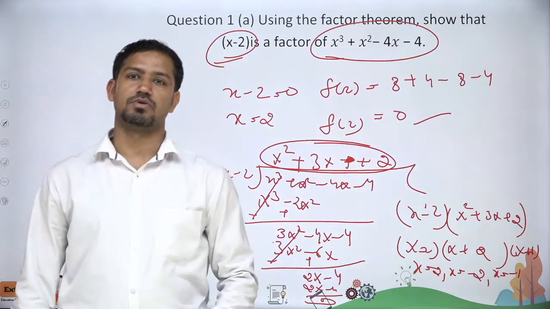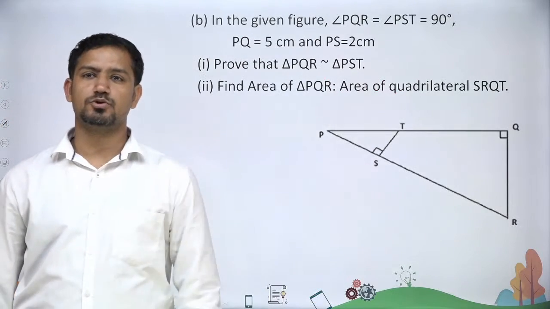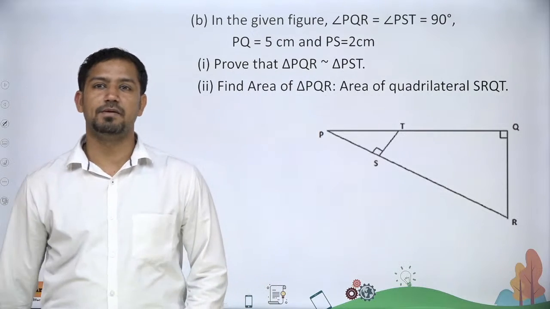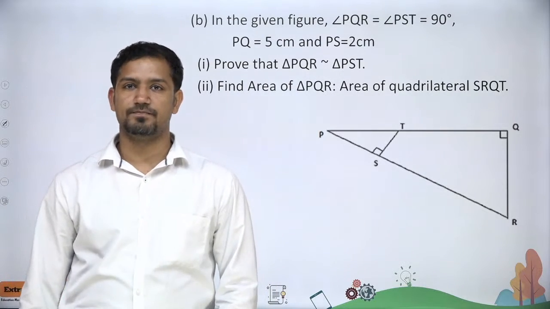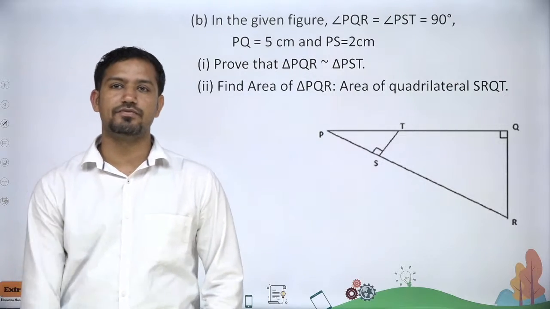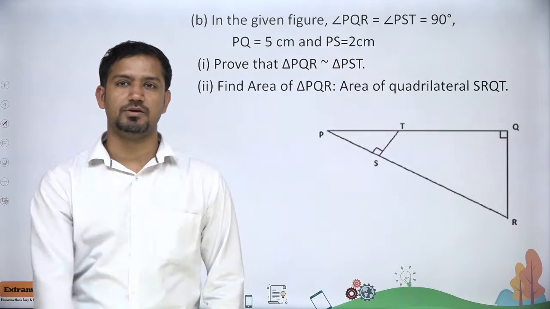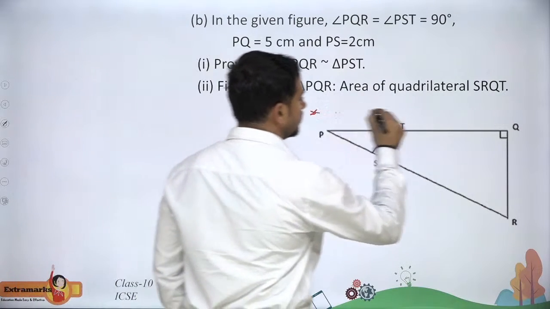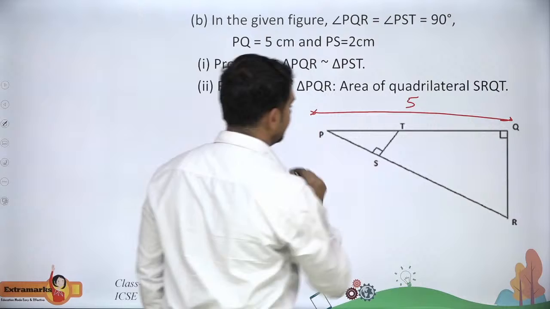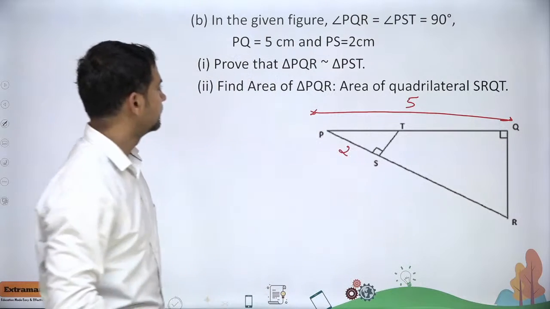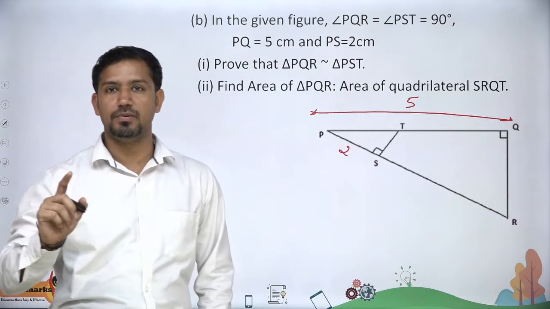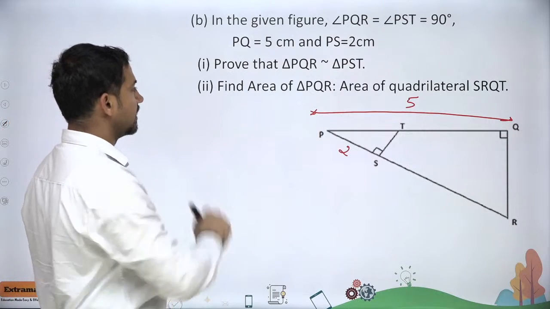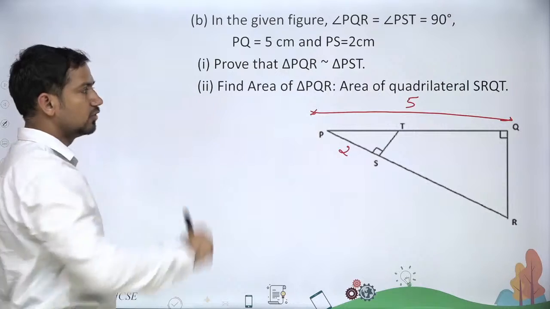Now, come to the next one. The next question is a very interesting question. See, in the given figure, angle PQR and angle PST are 90 degrees. PQ is equal to 5 centimeter and PS is equal to 2 centimeter. Then we have to prove that triangle PQR is similar to triangle PST.